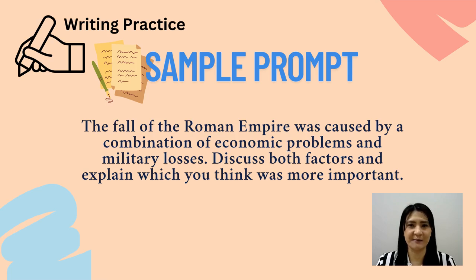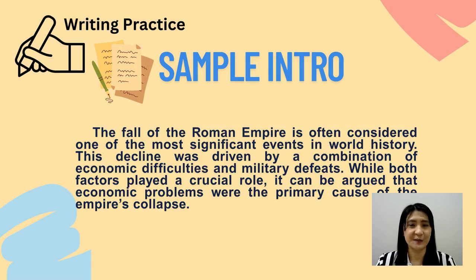The fall of the Roman Empire was caused by a combination of economic problems and military losses. Discuss both factors and explain which you think was more important. Ready for your answer?